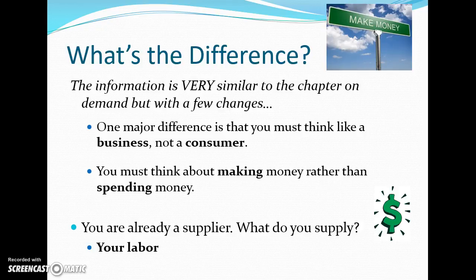So just think, the more people are going to pay you, the more willing you are to work. That's going to be kind of the groundwork for this chapter on supply. Okay? So the more people will pay you, the more money they'll give you, the more you're willing to work.